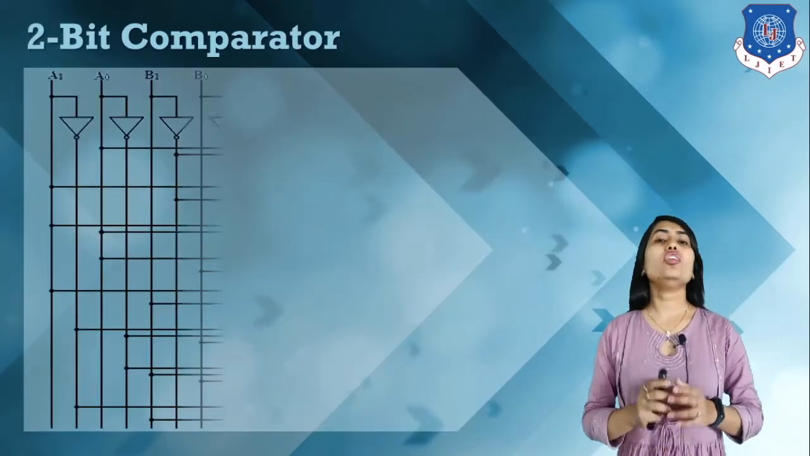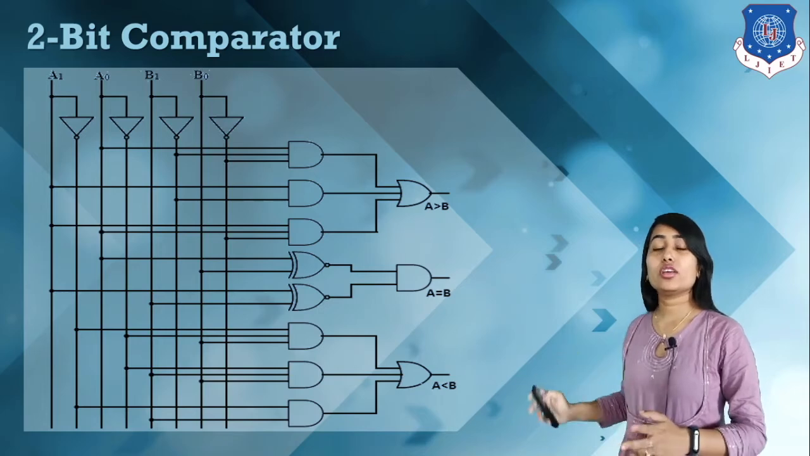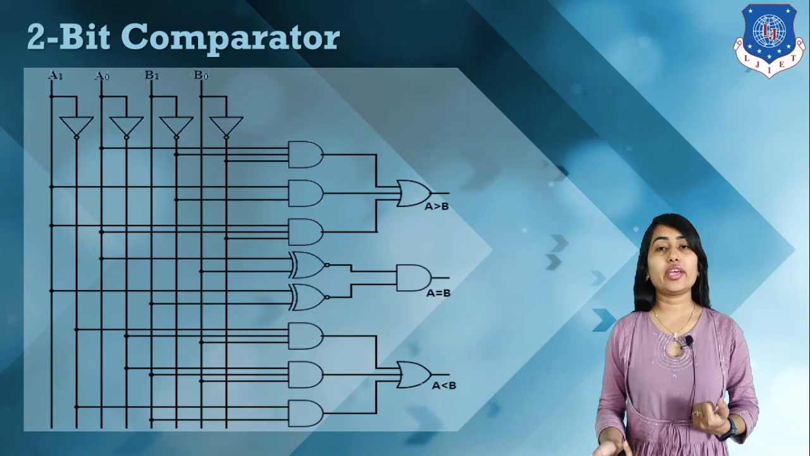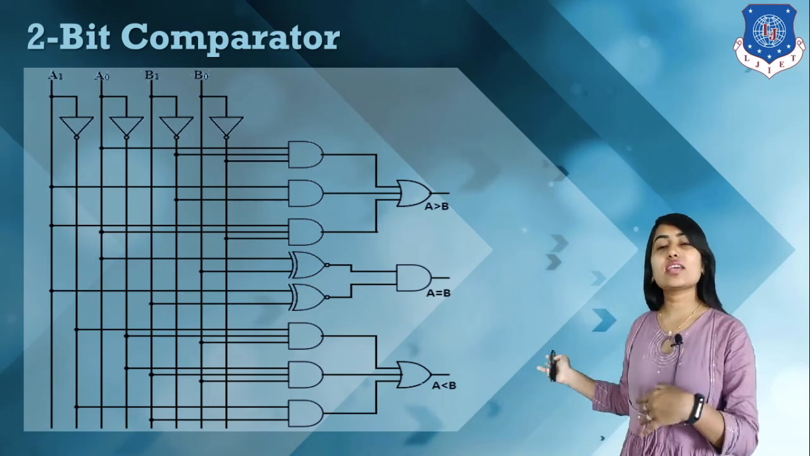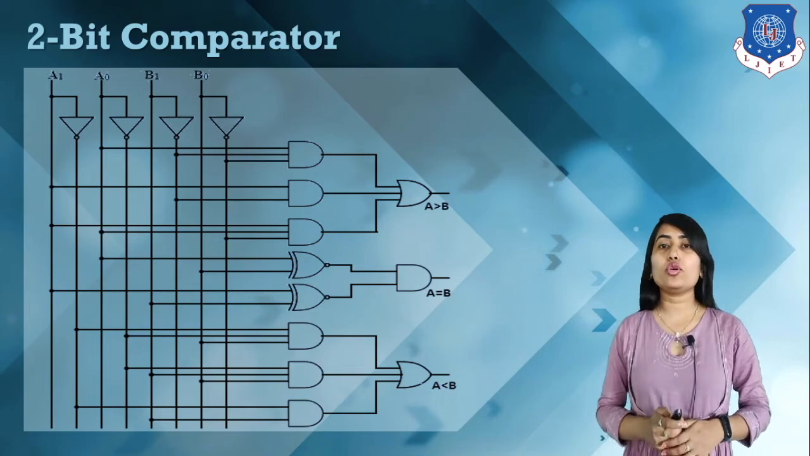So here we have a logic diagram of the 2-bit comparator. Using all these NOT gates, AND gates and XNOR gates, we can design this kind of 2-bit comparator. So this is the 2-bit comparator. Now let's discuss the 4-bit comparator.